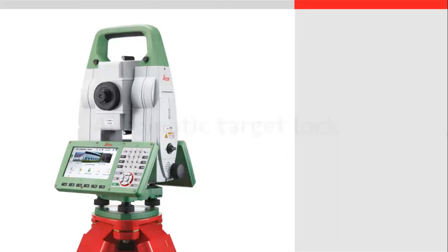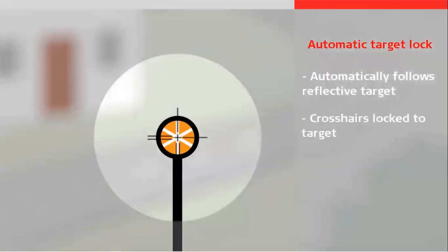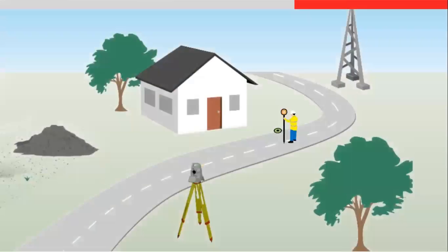Automatic target lock means the instruments can automatically follow the target when it moves. This is known as being locked, as the crosshairs are locked to the target. Combined with continuous distance measurement, the position of the target can be continuously tracked, which allows rapid measurements to be made without the need to keep manually aiming at the target.